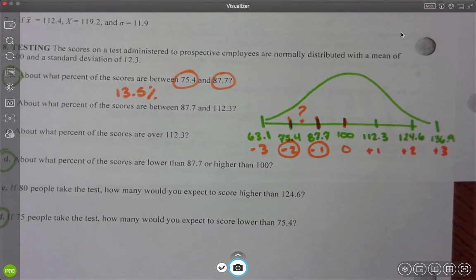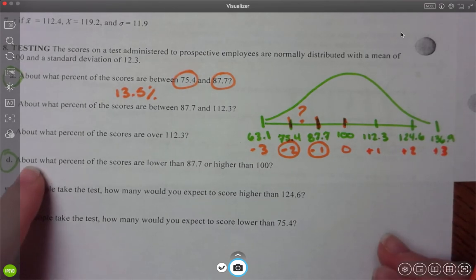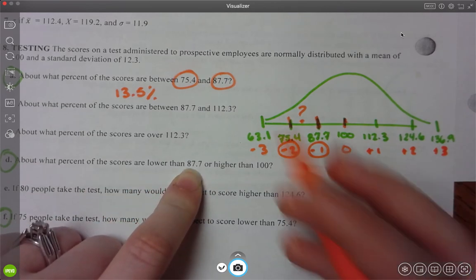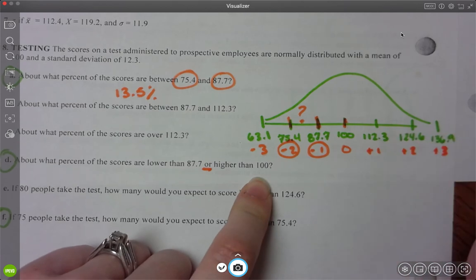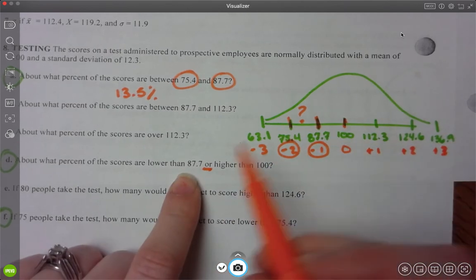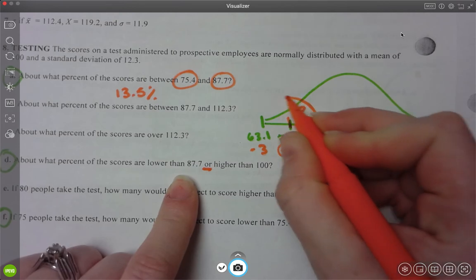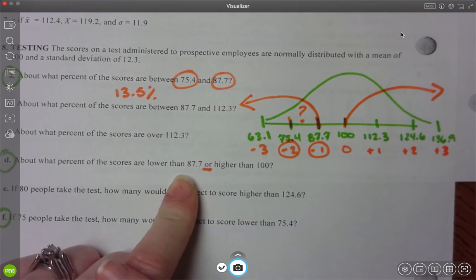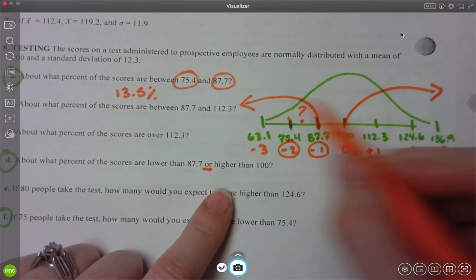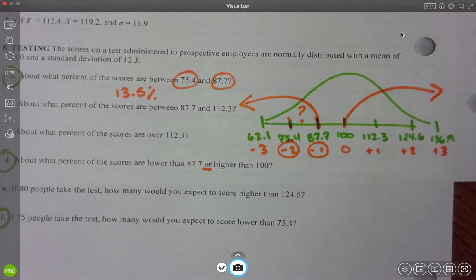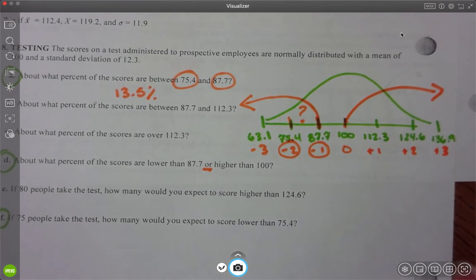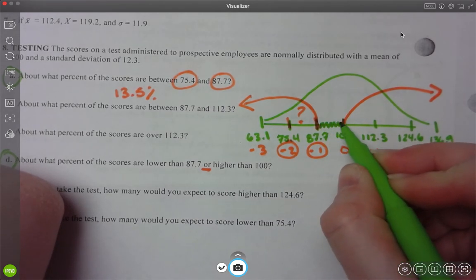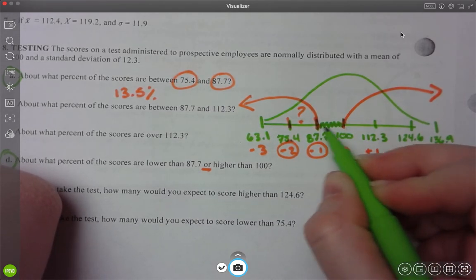So part D, I'm going to go down here to about what percent of the scores are lower than 87.7 or higher than 100. So we're looking at lower than 87.7, so from here and beyond, or higher than 100, from here and beyond, right? Okay, so I'm looking at those two sections put together. There's a couple different ways that I could do this, but I really noticed that the only section that's not taken into consideration is between 87.7 and 100.